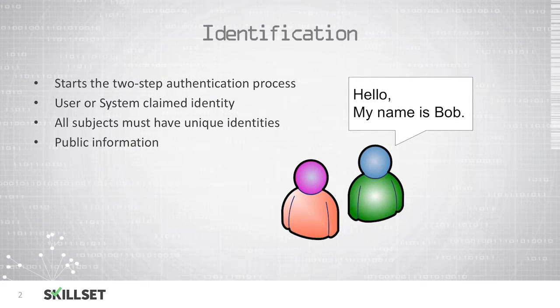The user's identification information is generally considered to be public information. It may be part of their email address, or it may be listed in a certain area where many people have access to it. So this is not necessarily considered secure information.